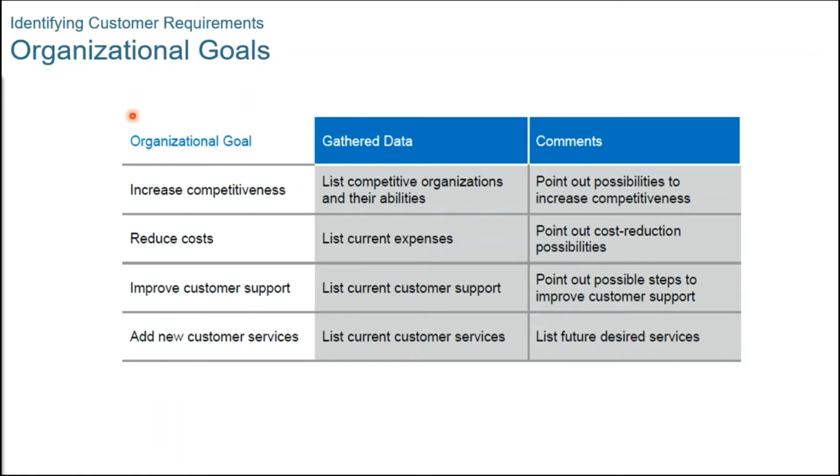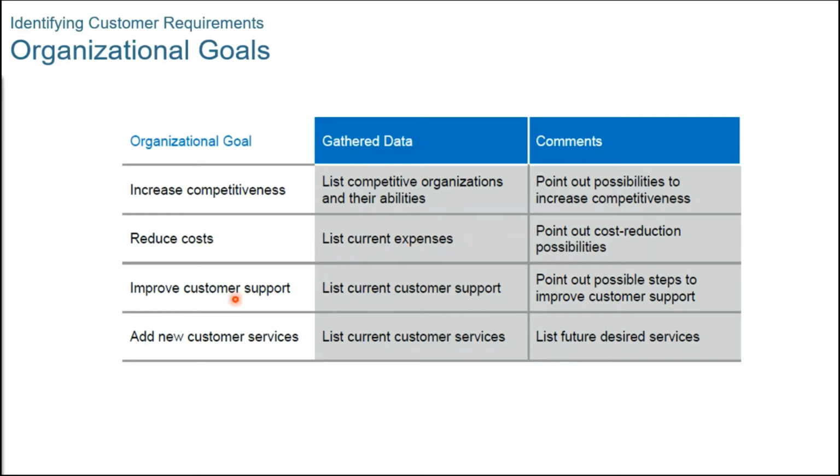Okay? So following are examples of the types of data that can be gathered about some common organizational goals. This includes increased competitiveness. You have to list competitive organizations and their advantages and weaknesses. Okay? So note possible improvements that might increase competitiveness or effectiveness. Reduce cost. Reducing operational costs can result in increased profitability. So even without increased revenue, you can offer more services with the same revenue. So list current expenses to help determine where cost could be reduced.